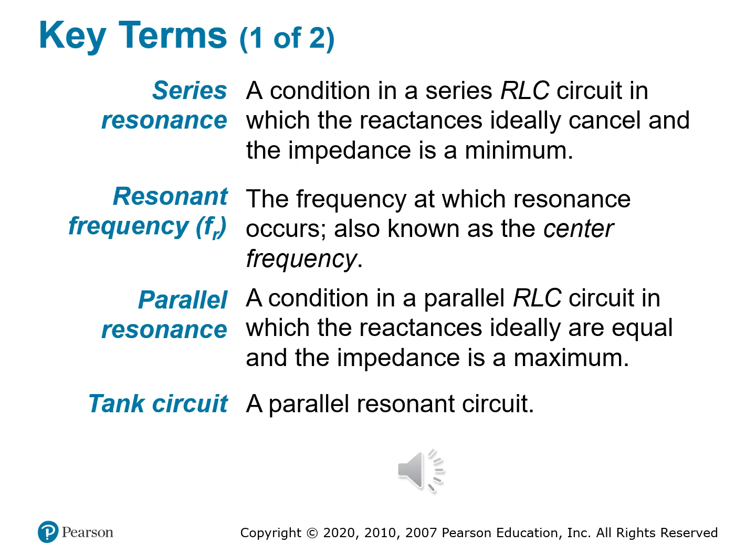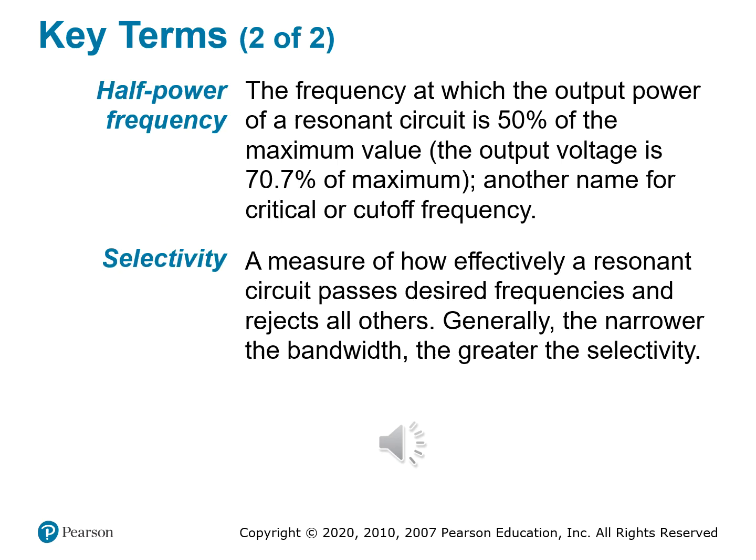A tank circuit, a parallel resonant circuit. Key terms continued. The half power frequency, the frequency at which the output power of a resonant circuit is 50% of the maximum value. The output voltage is 70.7% of the maximum, another name for critical or cutoff frequency.